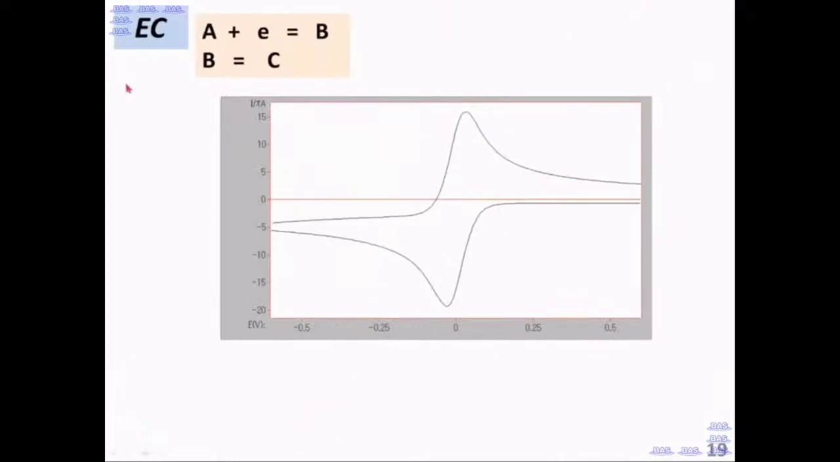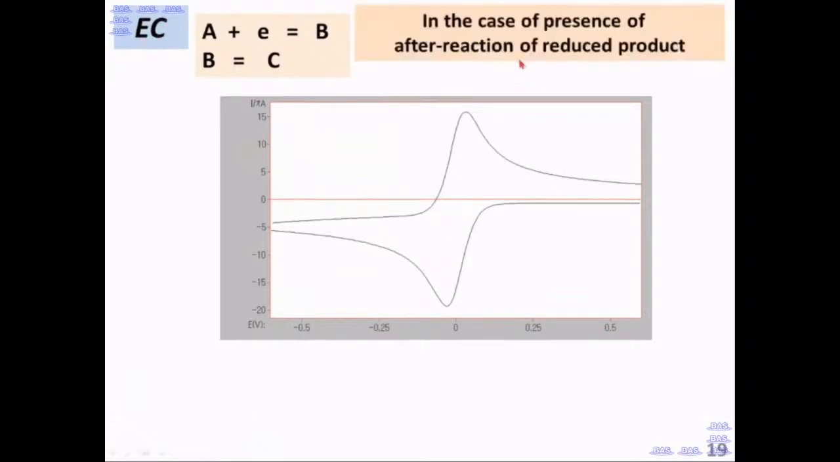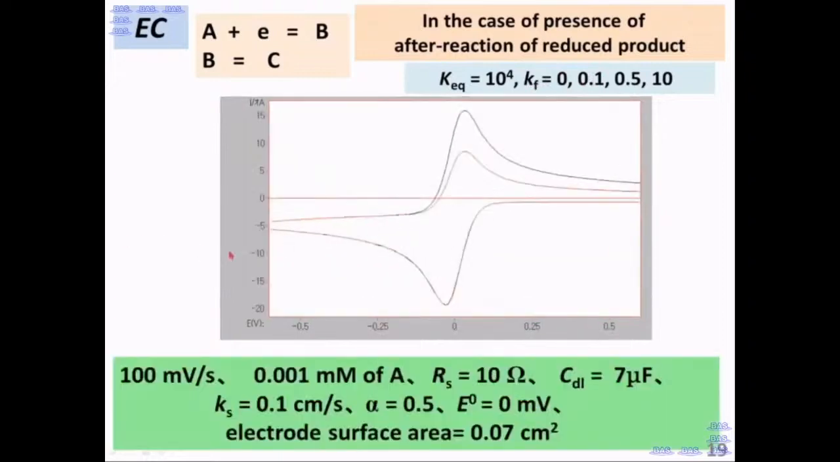In the case of EC, the electrochemical reaction is followed by a chemical reaction. With an after reaction of the reduced product, there is a reaction equilibrium constant and the rate Kf. With Kf of 0, there is no change, and then the case of Kf 0.1, and for 0.5.